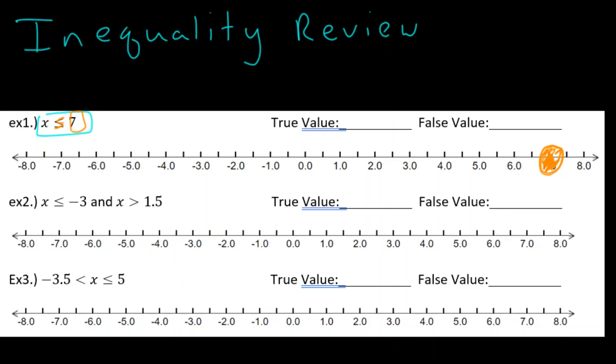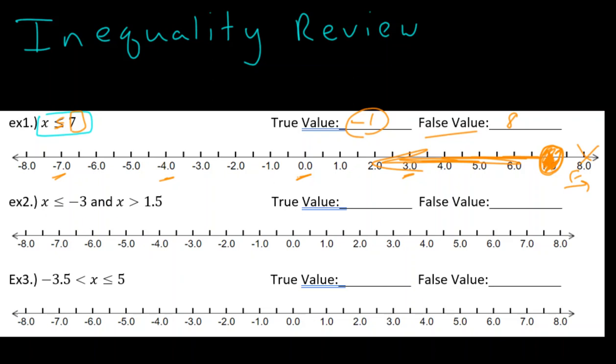Now when x is less than, that means that we're shading everything to the left. So if I were to ask you what is a true value, well, it's literally anything to the left of 7. So that could be positive 3, it could be 0, it could be negative 4, it could be negative 7. Let's just say negative 1. Why not? That's a true value. Where would you find a false value? Well, anything to the right will be false. So for instance, the first false number we see is 8. It's not included in all the solutions.